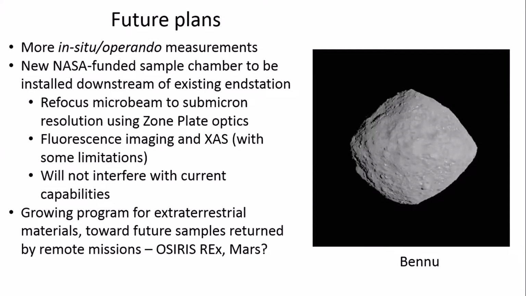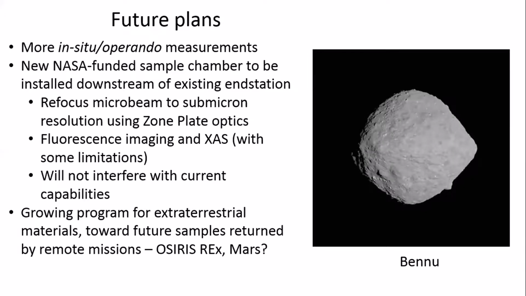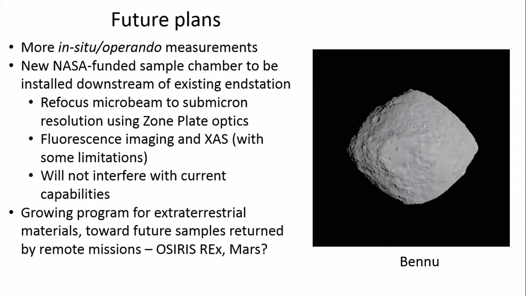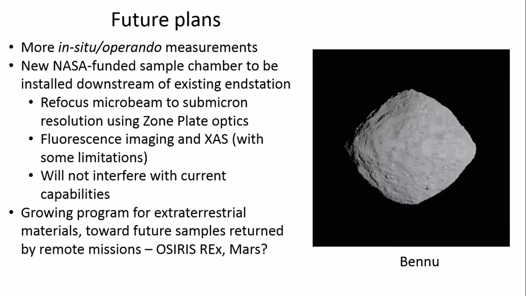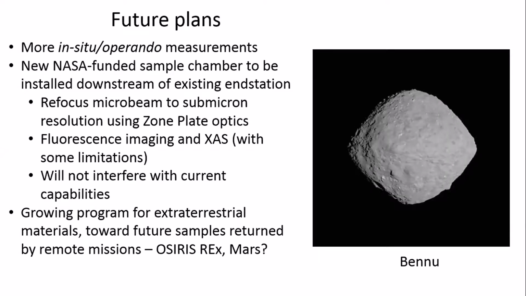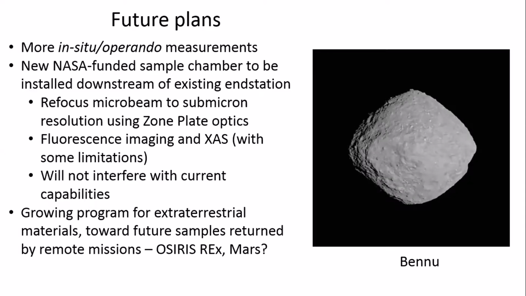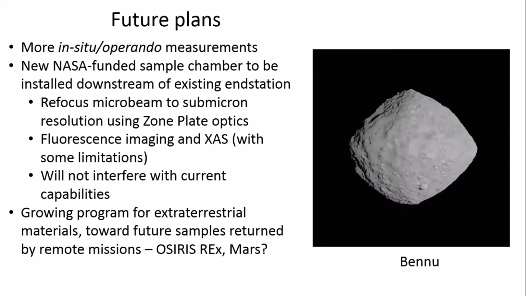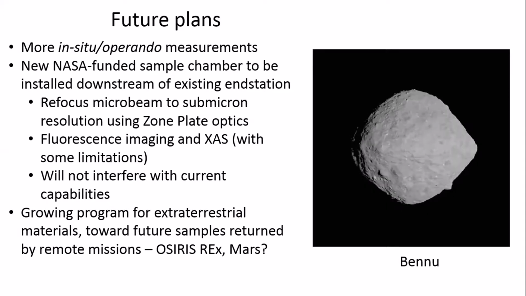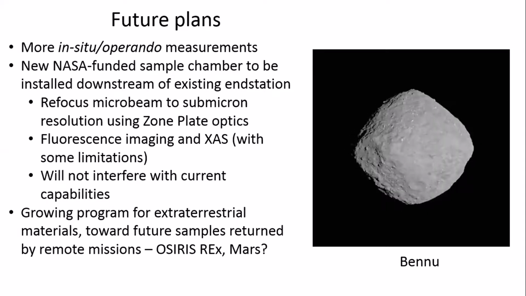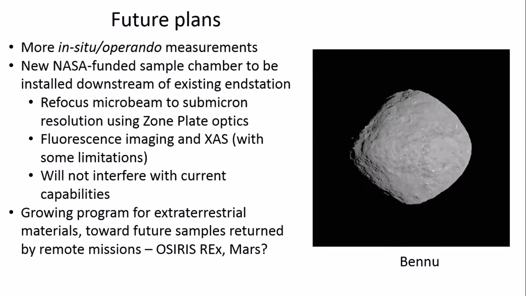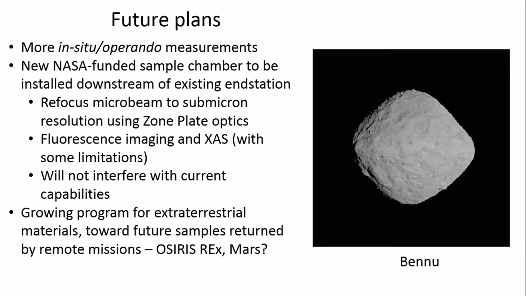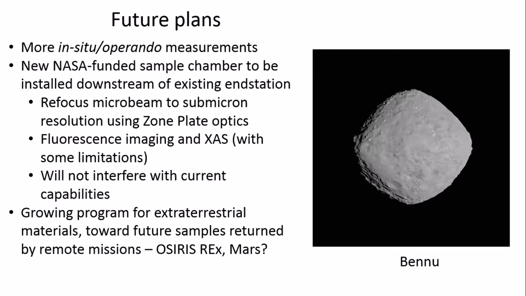This is part of a going program for extraterrestrial materials, which is overall geared towards samples returned by remote missions. For example, the current NASA mission OSIRIS-REx is collecting samples, or will collect samples later this year, from the Bennu asteroid, which is shown in the picture to the right. It's about 2 billion miles away, so it'll take a few years for it to get back, but it will bring back samples from that asteroid. And that's the type of thing that we're particularly interested in looking at phosphorus and other life-relevant nutrients in.